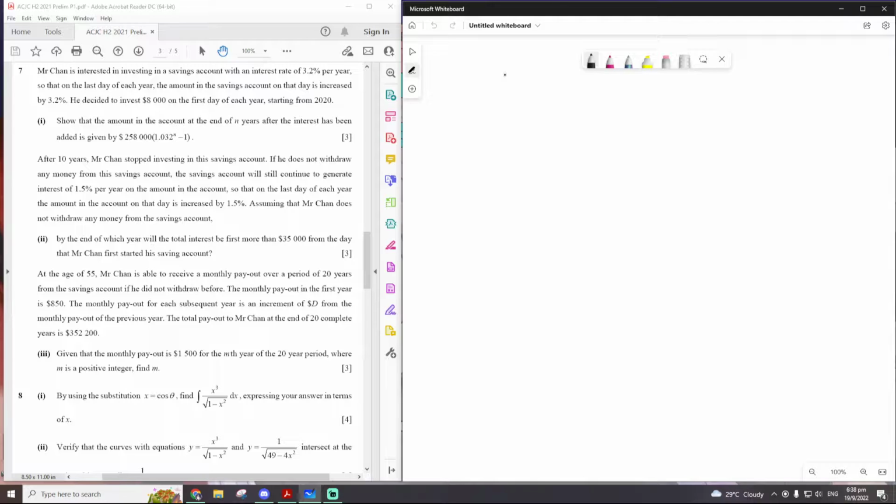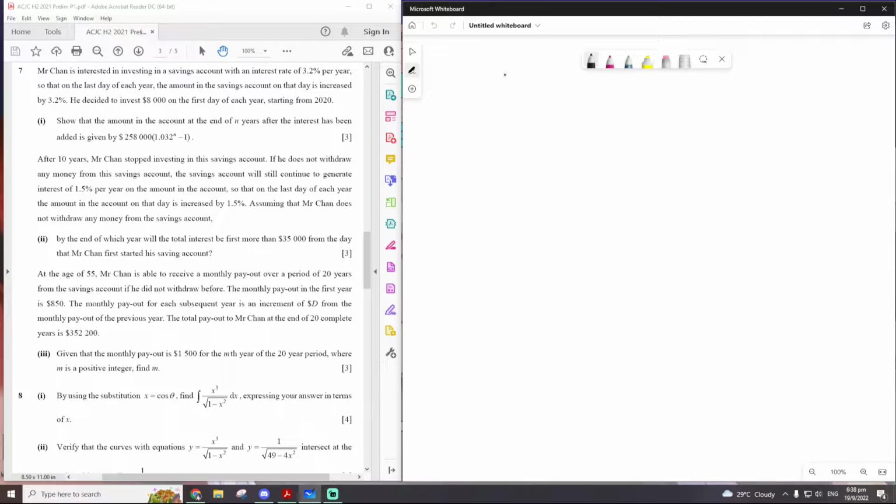Mr. Chan has a savings account with 3.2% interest per year. On the last day, that's when you pay the interest, so you increase it by 3.2%. He also invests 8,000 on the first day of every year. So how much does he earn at the end of n years, counting the interest?